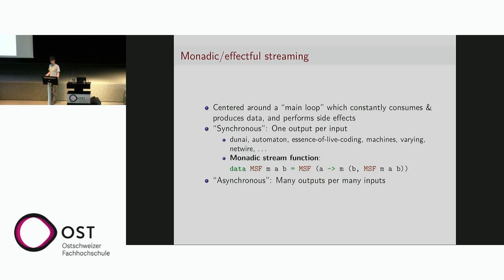Then there's also asynchronous, where you have many outputs per many inputs. So you might know the Pipes library or something like this, or Conduit, also Streamly, streaming, also some parts of machines again. There you have, for example, in a pipe, the pipe says, well, now I want some output. Now I want some input. You'll never know exactly which one it will be. It could be any. So that's why you have many-to-many relations in outputs and inputs.